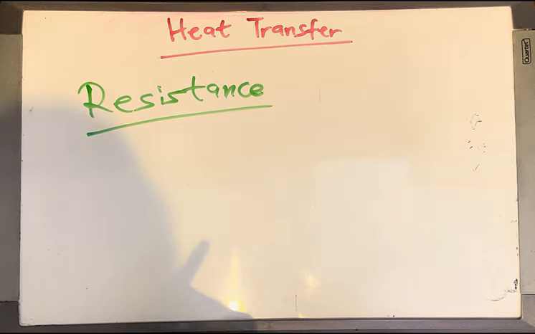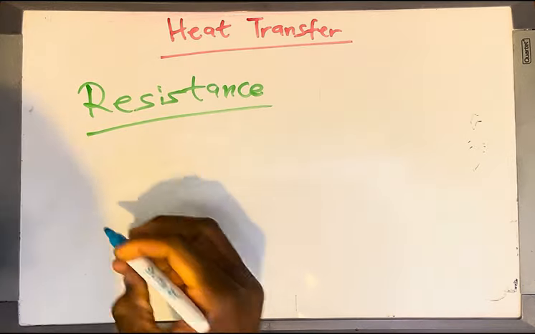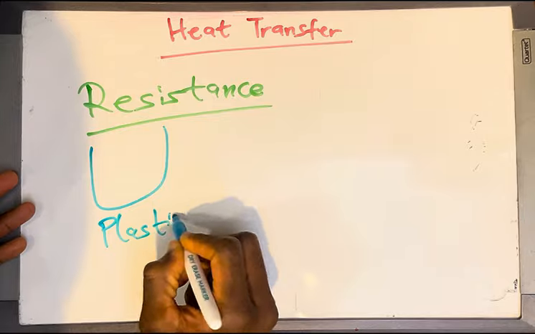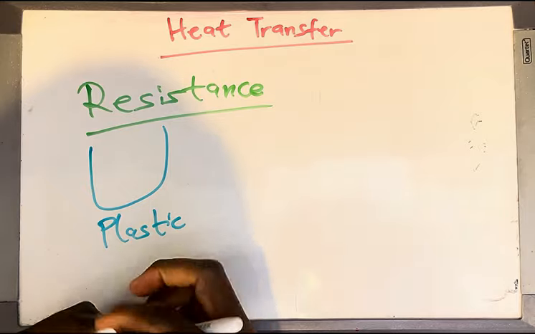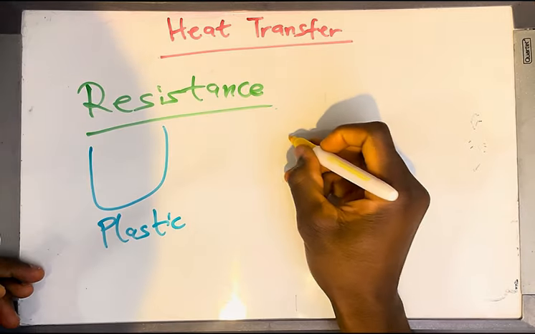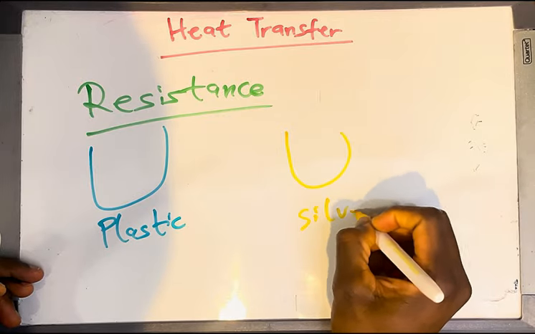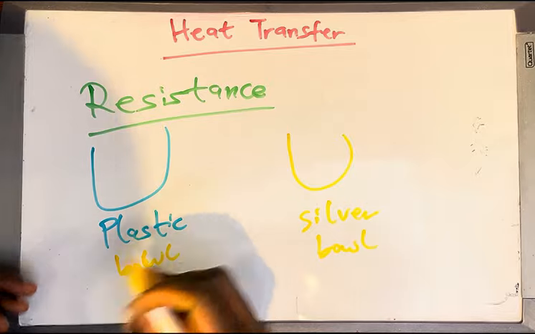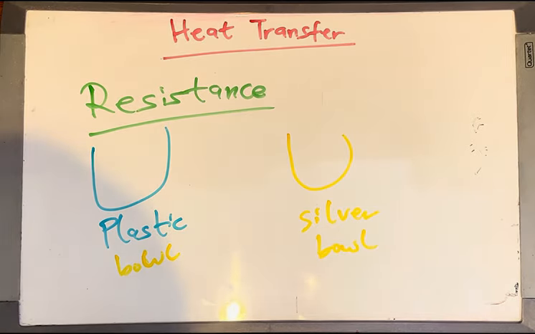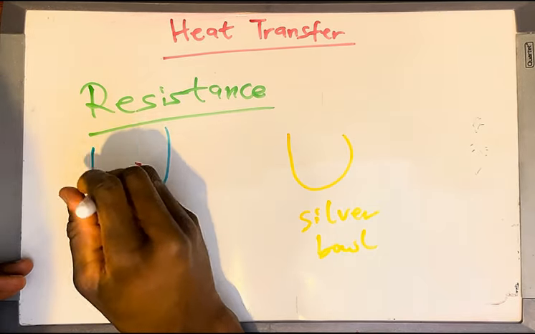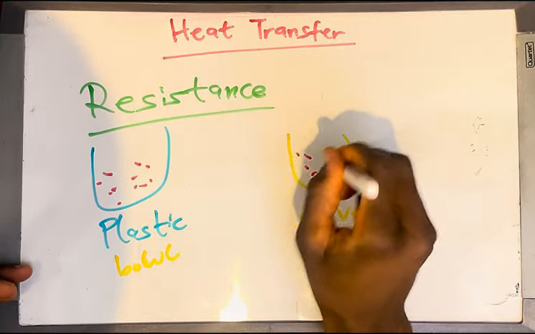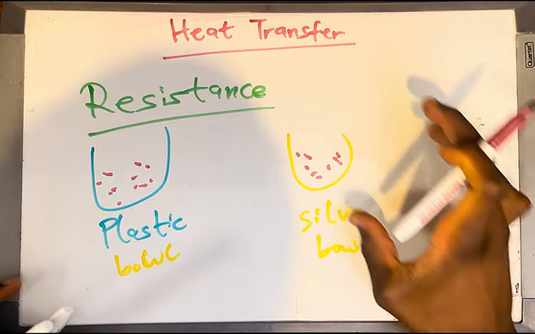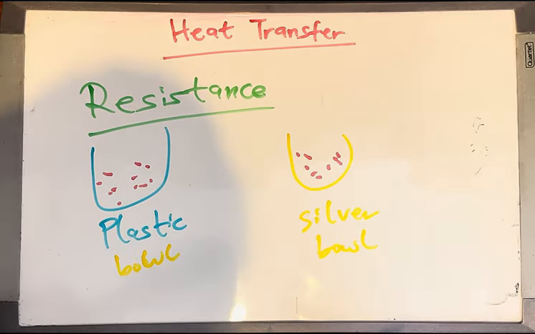Let me give you a typical example. Imagine that you have two bowls in your house. This is a plastic bowl, and the second bowl is what? The second bowl is a silver bowl. Now, you will notice that when you put the same amount of food in these two bowls, the food in the silver bowl cools down faster than the food in the plastic bowl.